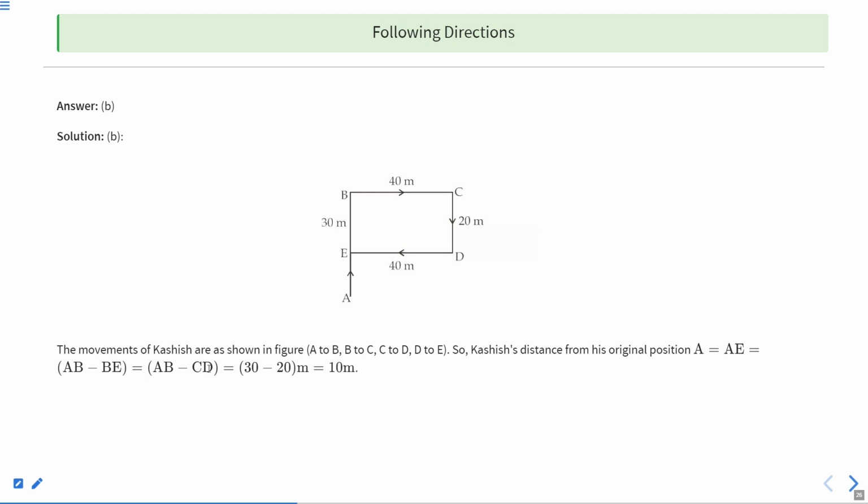So it's clear from the figure, A to E is the original final 10 meter difference. A to B is 30, B to C and D to E both are 40, C to D is 20. BE minus CD is same, 0. They both will be equal. Therefore, EF is the difference between 30 and 20, which is 10.